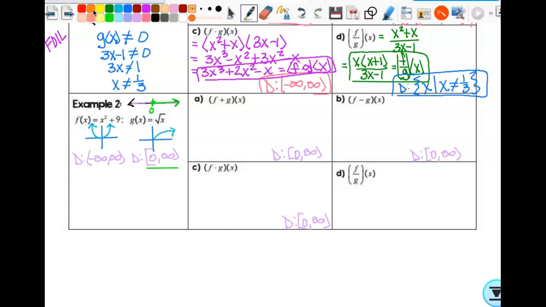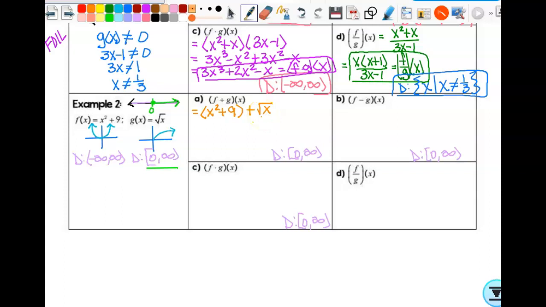All right, so we're going to start off with f plus g of x. So this is equal to f, which is x squared plus 9, plus g of x, which is the square root of x. Can I actually combine any like terms there? Do they have the same exponent on them? No. What exponent does the square root represent? 1/2. So this is like x squared and x to the 1/2.